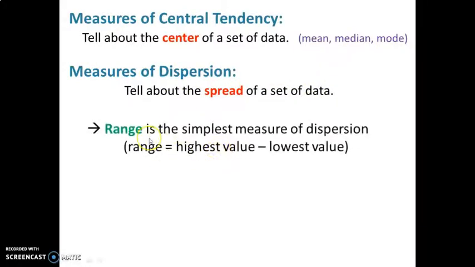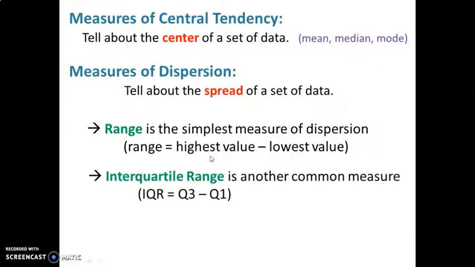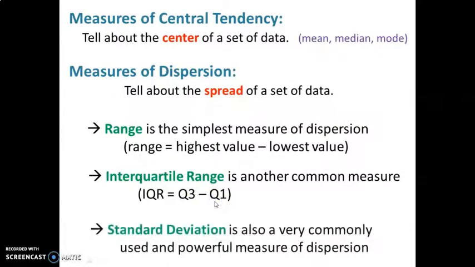We know range is a very simple measure of dispersion. It is just highest value minus lowest value. It's the full range of values we have. Interquartile range was another type of range, which we found by subtracting the first quartile from the third quartile value. We also mentioned, and now we're coming back to it, standard deviation. This is also a very common and powerful measure of dispersion, and that's what this lesson's all about. Let's get rolling.